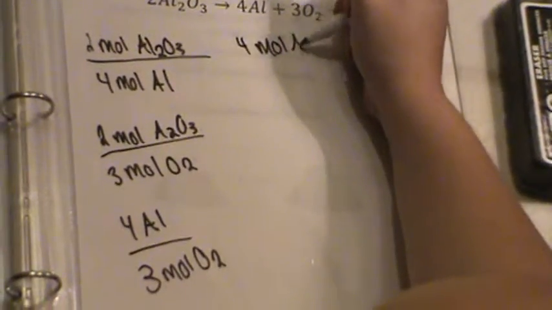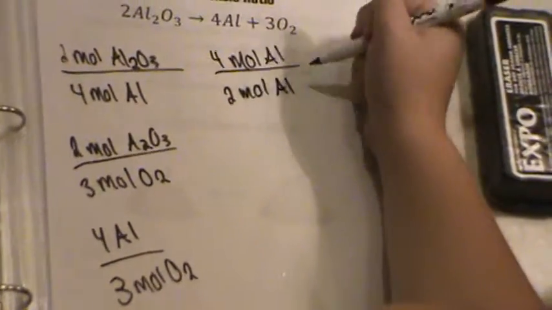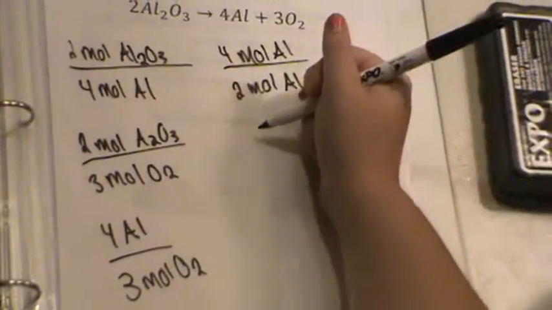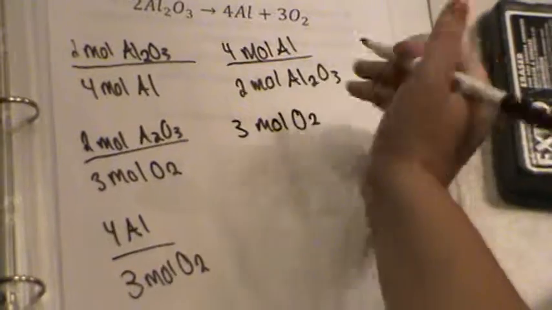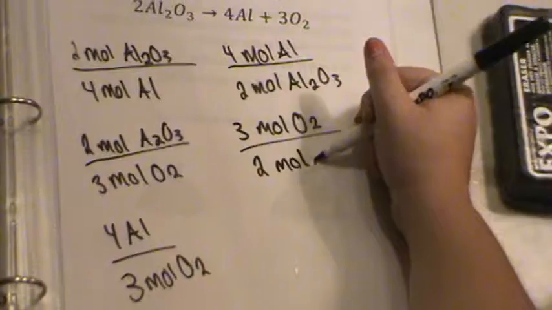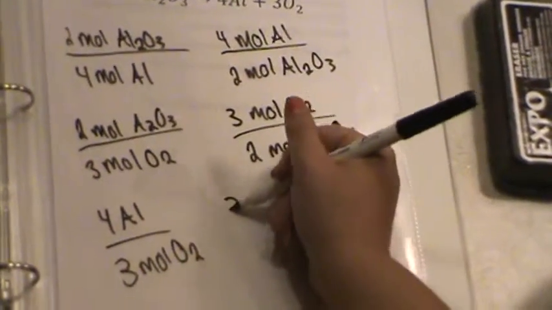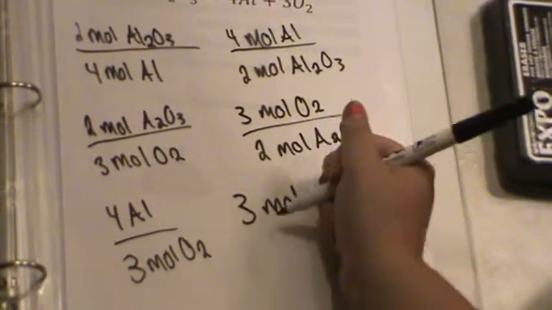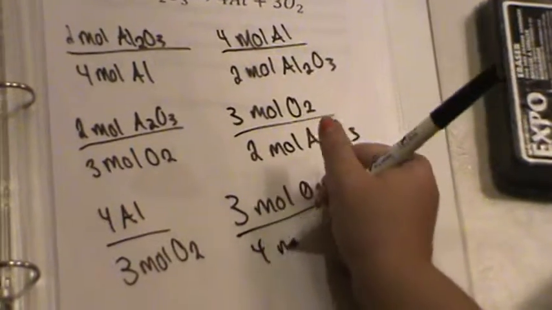And then you also have the reverse. So you have 4 moles for every 2 moles. You have 3 moles for every 2 moles. And you have 3 moles for every 4 moles.